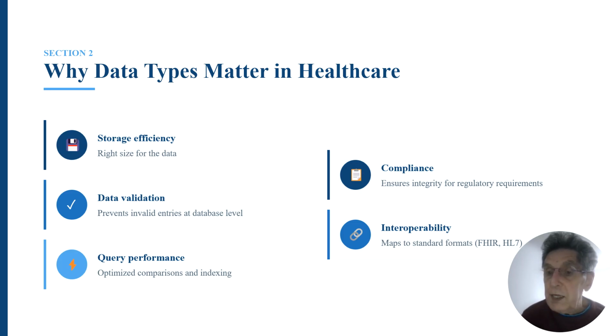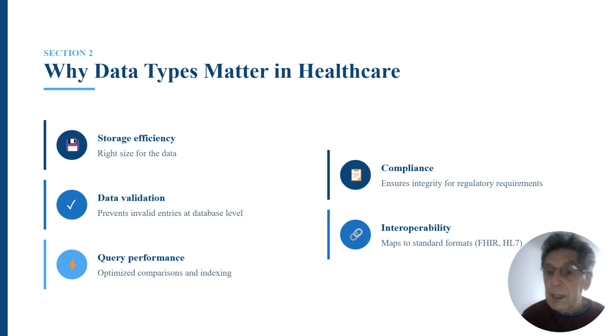Now, data validation is built in. If you define age as a small int, Postgres won't let someone enter 25 in text with quotes or minus 500. The database enforces rules. Query performance improves because comparing integers is far faster than comparing strings. Indexed date columns enable efficient range queries. For compliance, auditors ask, how do you ensure data integrity? Proper data types are part of your answer.